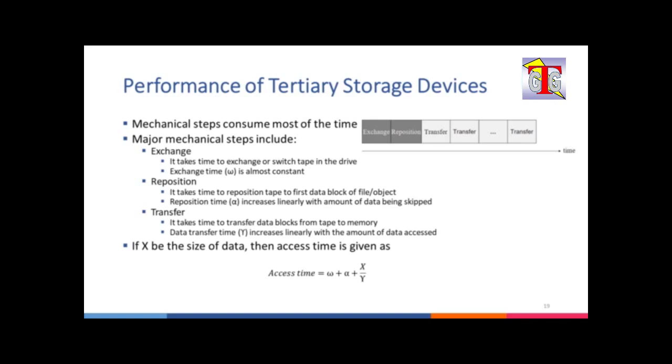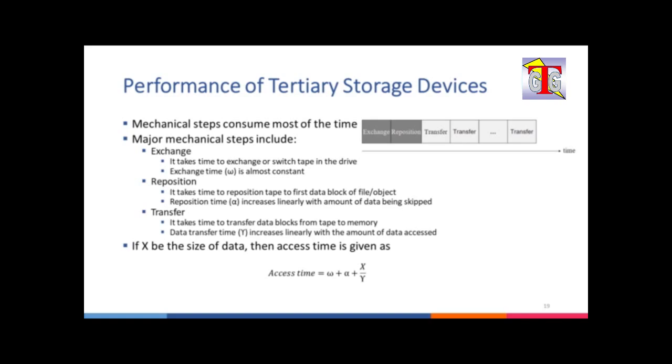Exchange time is the time taken to exchange or switch tape in the drive, and it is denoted by omega. And exchange time is almost constant. Next comes the reposition time. Reposition time is the time taken to reposition the tape to the first data block of the file or object. It is denoted by alpha and it increases linearly with the amount of data being skipped.